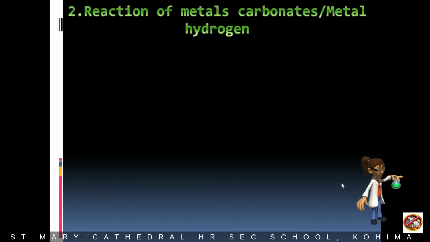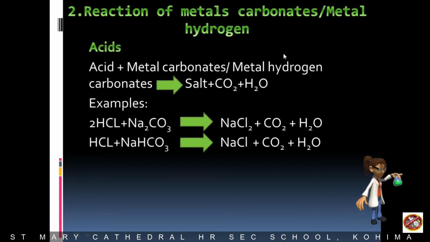Now, reactions of metal carbonates and metal hydrogen carbonates. When both acid and base react with these two, what will be formed? First of all, let us see for acid. When acid reacts with metal carbonates or metal hydrogen carbonates, we will always get salt, carbon dioxide, and water.